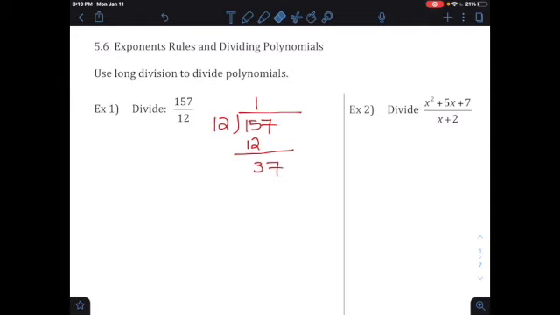Well, in this case 12, 12, 12. 3 times. And that's 36. And then draw a line. You're subtracting the 7, you're subtracting the 3, so that gives you 1. And the answer is going to be 13, and you put the 1 on top and the 12, which is on the side, on the bottom. And that will be your answer.